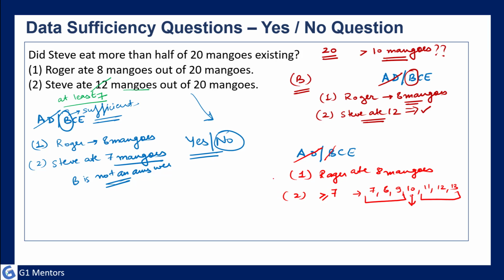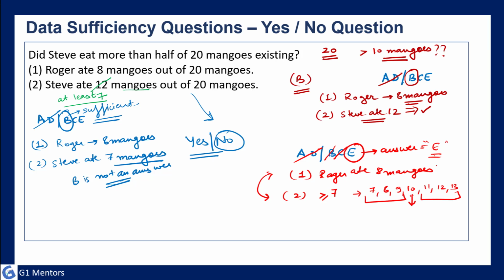Okay, so now let's combine 1 and 2. It does not say that Steve and Roger are the only people who are eating mangoes. So 1 and 2 together are also not sufficient. So our answer choice is E. The answer for the third scenario is E.